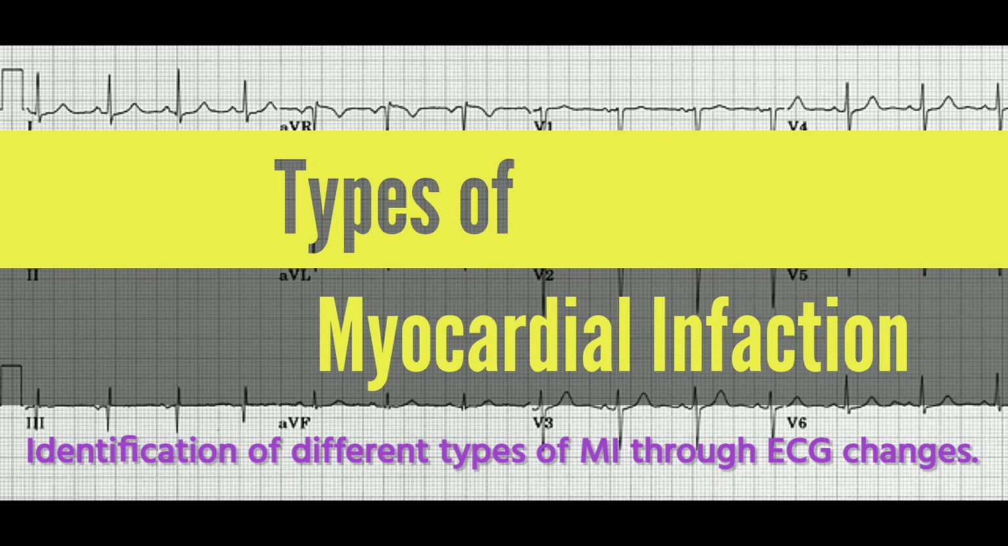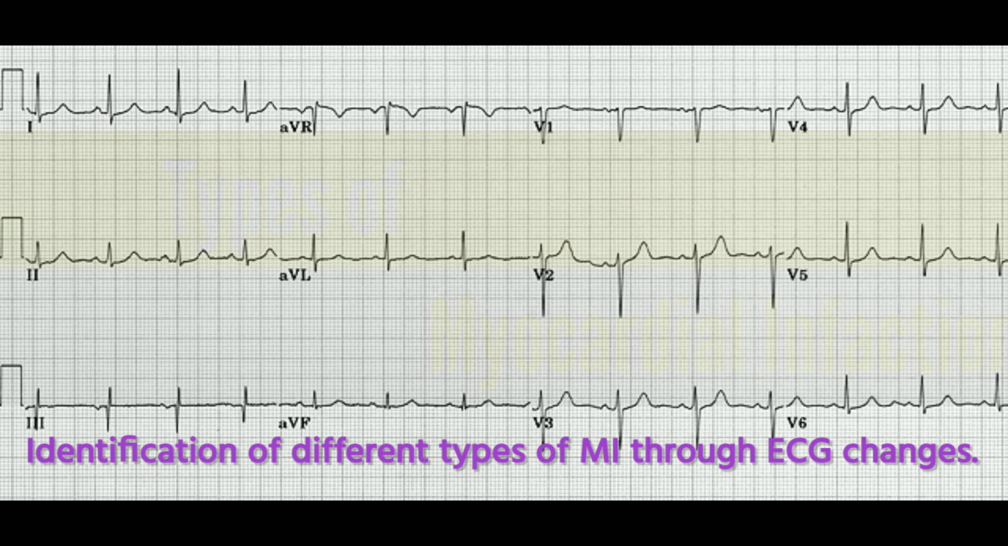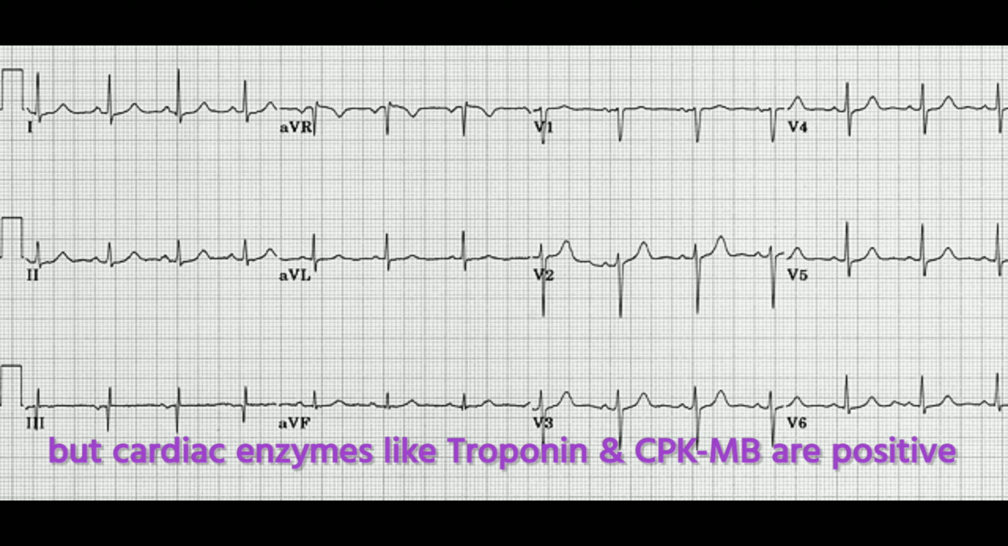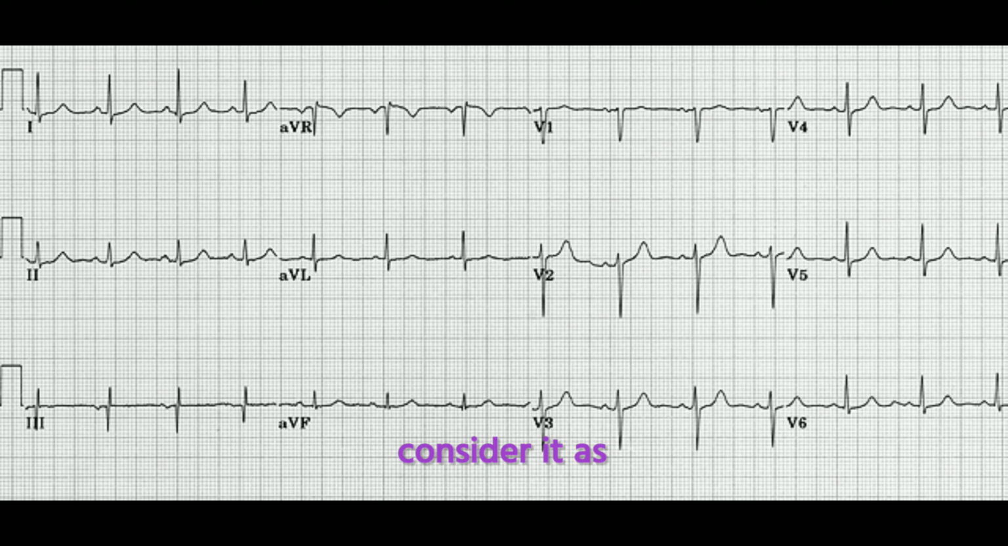Identification of different types of MI through ECG changes. When ECG has no significant ST changes, but cardiac enzymes like troponin and CPKMB are positive, consider it as non-ST elevation MI.